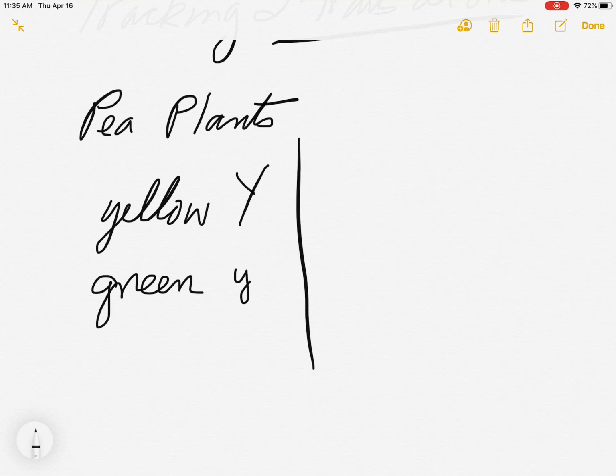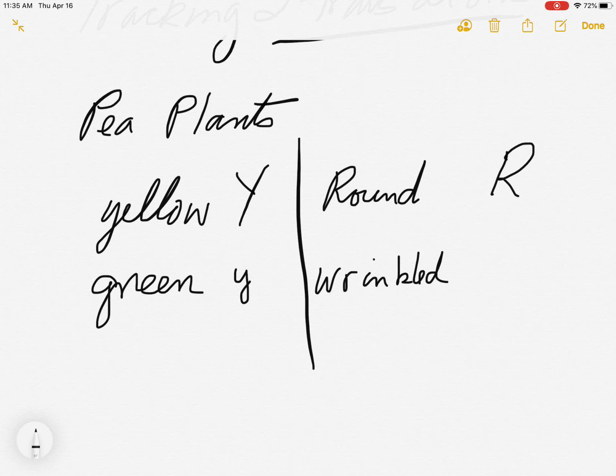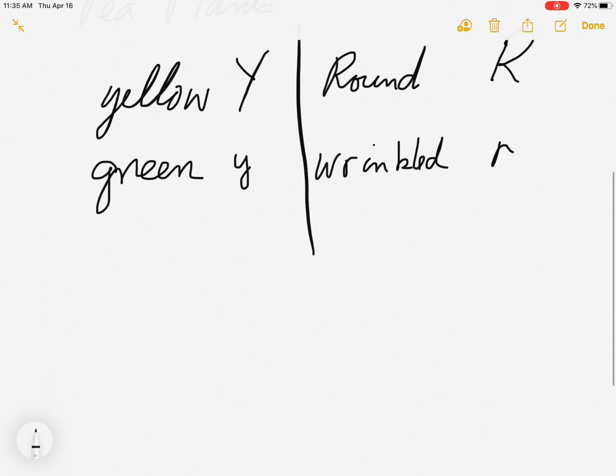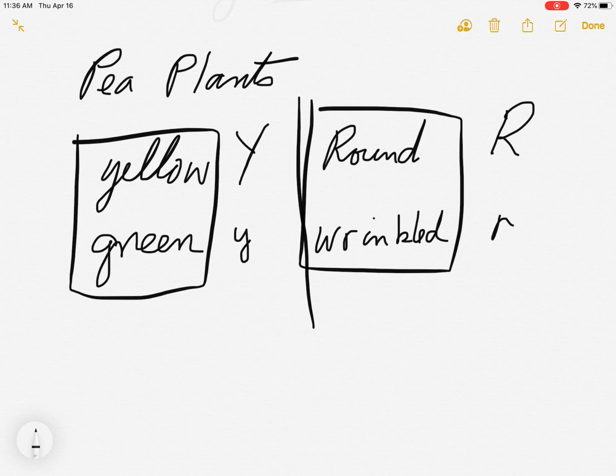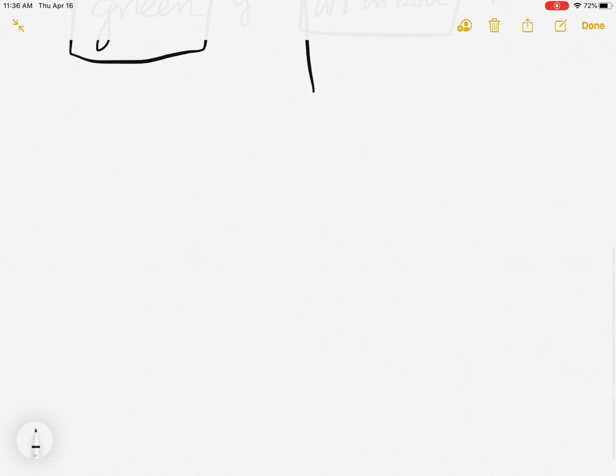Okay. Another trait that occurs in peas has to do with the way the seed actually looks, the pea itself. You might have noticed this if you eat your vegetables. Sometimes peas are round and smooth, but sometimes they're all kind of wrinkly. And this is caused by a gene as well. The gene for a round pea is dominant, so we'll give it a capital R allele. And the gene for a wrinkled pea is recessive, so we'll give it a small r. So those are the two traits we're going to track. Now let's look at the genotypes. Those are the phenotypes, yellow and green, round and wrinkled.